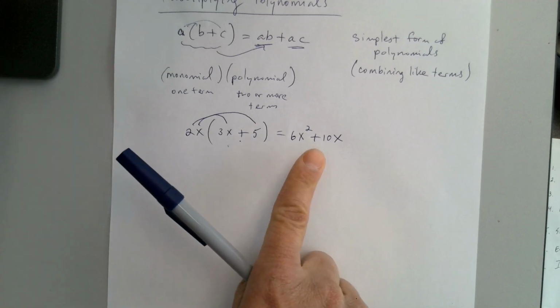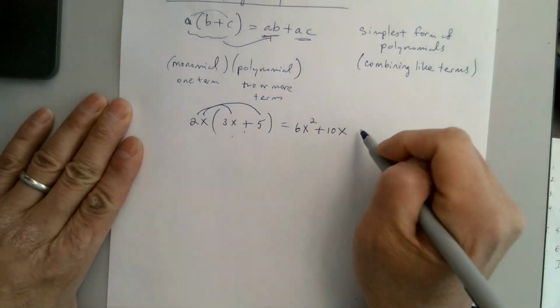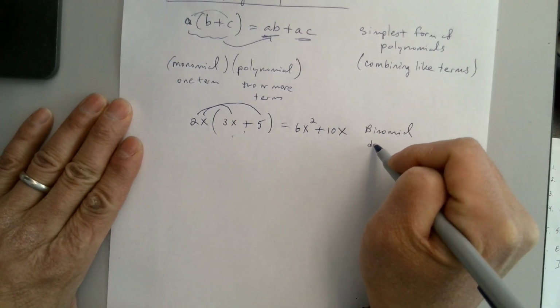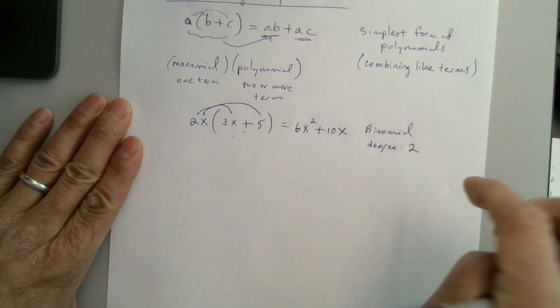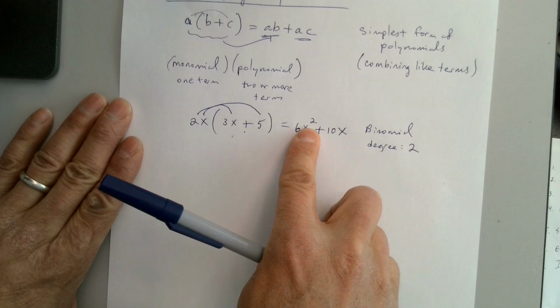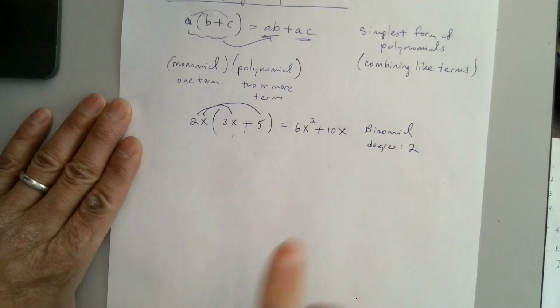And to put our vocab to good use, yes, this is a binomial, but it's also a binomial with degree 2, because this term has a higher degree than this term, and the degree of this term is 2. Therefore, the degree of the whole binomial is 2.